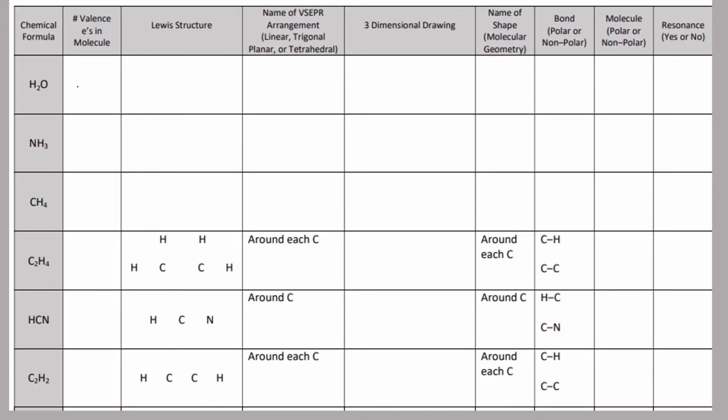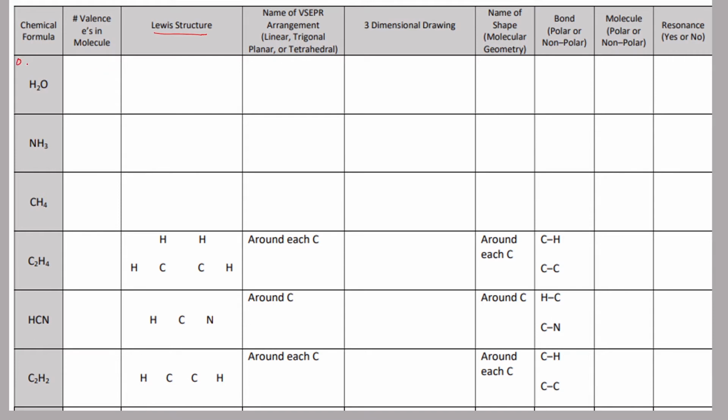Let's do some practice from this worksheet. In order to find the shape of a molecule, these are the steps. First step is you need the Lewis dot structure. For the Lewis dot structure, first you need to find the valence electrons. You will be using a periodic table to help determine the number of valence electrons.